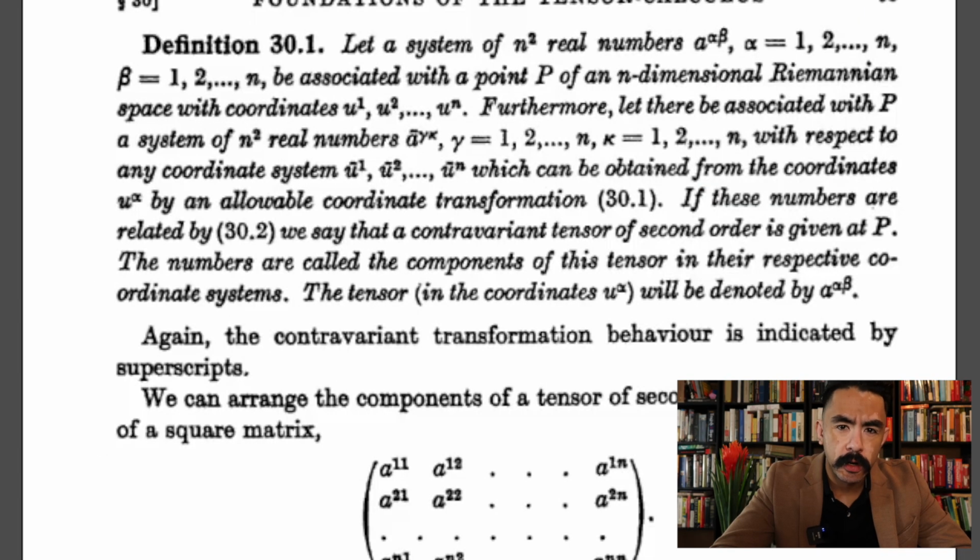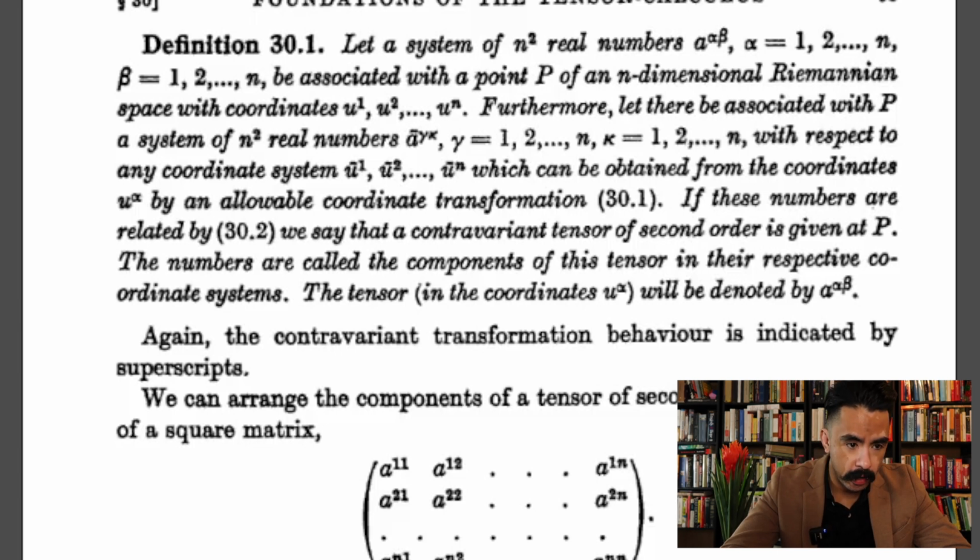We now come to definition 30.1. Let a system of n squared real numbers, A alpha beta, where alpha can be 1 through n and beta can be 1 through n, be associated with a point capital P of an n-dimensional Riemannian space with coordinates u1, u2, etc. through un. Furthermore, let there be associated with P a system of n squared real numbers, A over bar gamma kappa, where gamma can be 1 through n and kappa can be 1 through n, with respect to any coordinate system, u over bar 1, u over bar 2, etc.